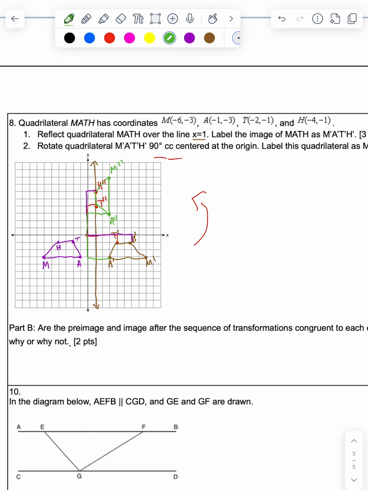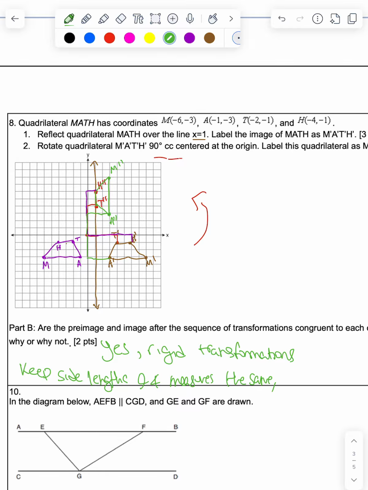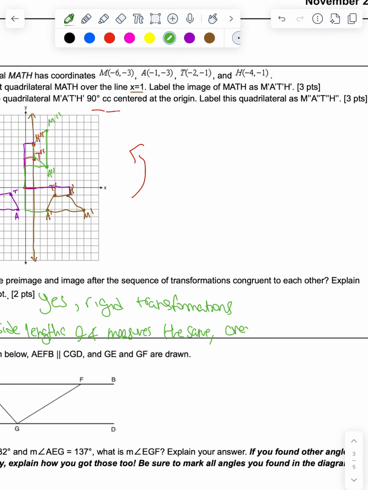So yes, rigid transformations, and a really good word to use is rigid transformations, especially on the Regents exam. Keep side lengths and angle measures the same, creating congruent figures.